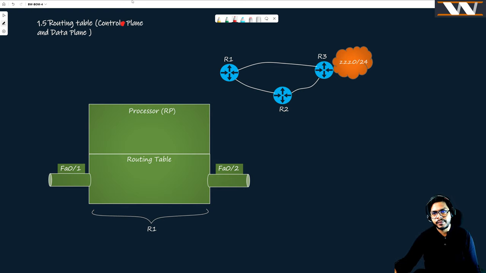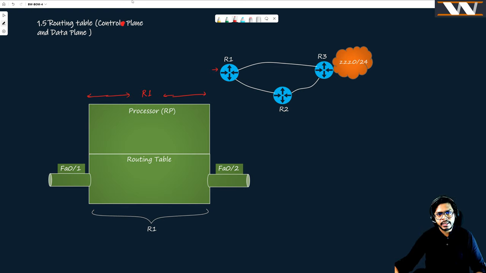Again, I want another 15 to 20 minutes of your complete attention, because most people have a problem understanding the concept of control plane and data plane. Generally I show a router using this circle. But believe me, whatever I am showing in this green rectangular box is actually your router R1. We are going to look inside this router and find out where exactly the control plane and the data plane are, and what exactly they are.